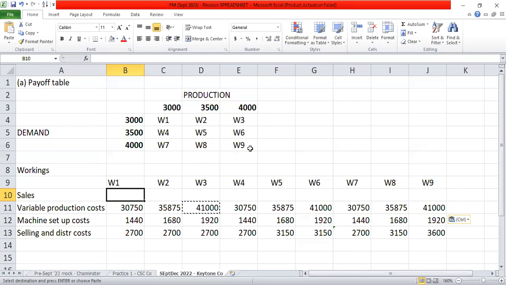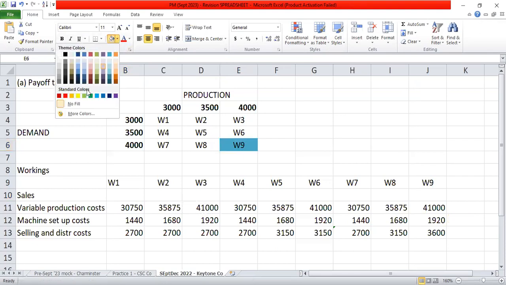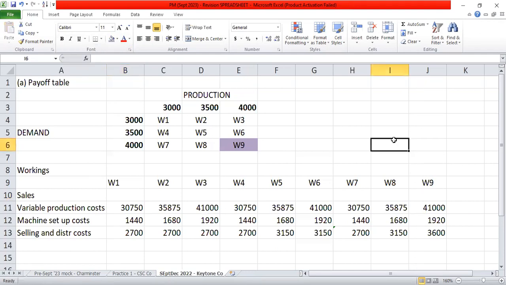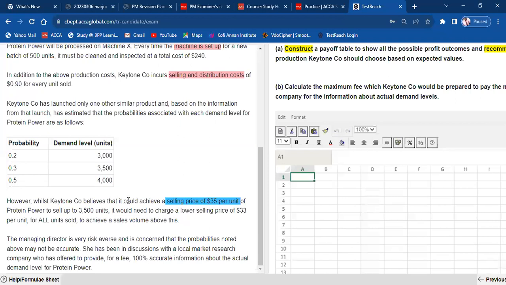But in working 9, where we will sell 4,000 units. Is that the only place we sell 4,000 units? Yeah, we produce 4,000. Demand is that. To sell anything, let's read that again. Believes it could sell at a selling price of 35 per unit of protein power to sell up to 3,500. It will need to charge a lower selling price of 33 per unit for all units sold to achieve a sales volume above 3,500.